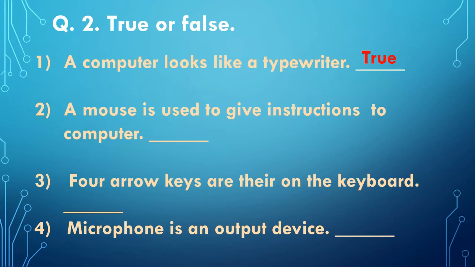Now the third one: there are 4 arrow keys on the keyboard. Is this statement right or wrong? This statement is also right, because there are 4 arrow keys on the keyboard. So this answer is true. Now the fourth one: a microphone is an output device. Is this statement true or false? The answer is false, because a microphone is an input device.